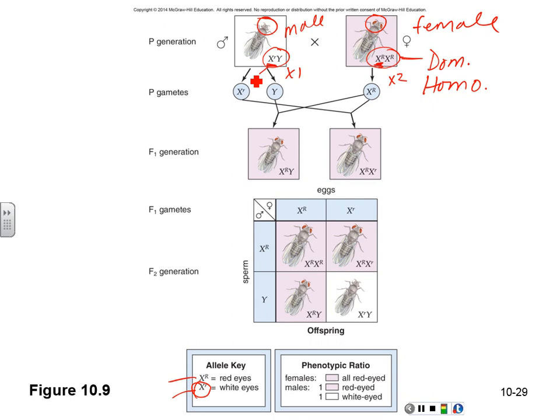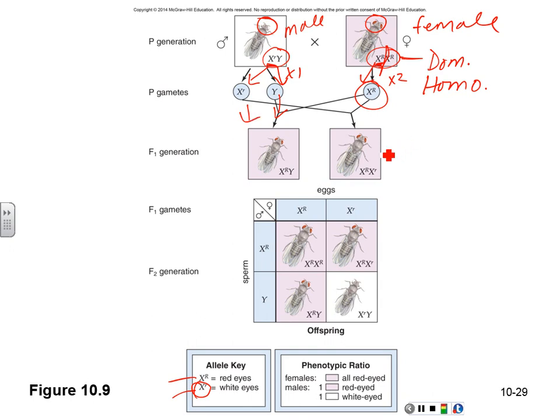So they're now saying, let's mate these two flies. We're going to have a white-eyed male fly and a red-eyed female fly. Now she can only give her red dominant allele, right? She has two of them. That's all she can give to her offspring. Well, the male can either give the Y or he can give the recessive white-eyed gene.